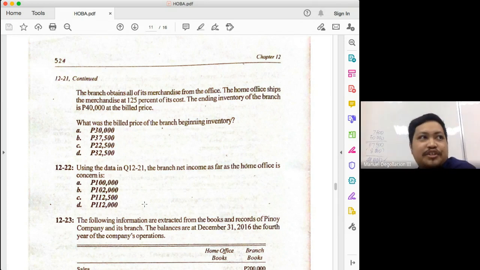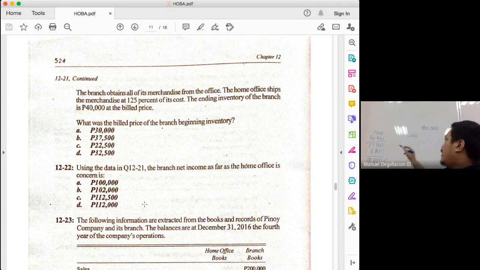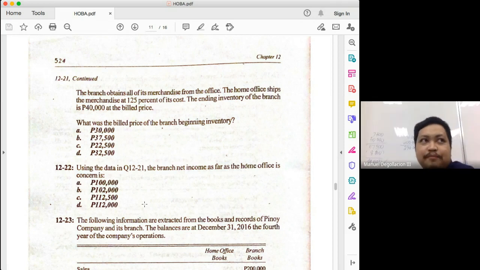30,000. Next, add shipments. How much was the shipments from home office? 250,000, but that was at billed price. How much is the cost of your shipments? Only 200,000. So that means your total goods available at cost is 230,000.